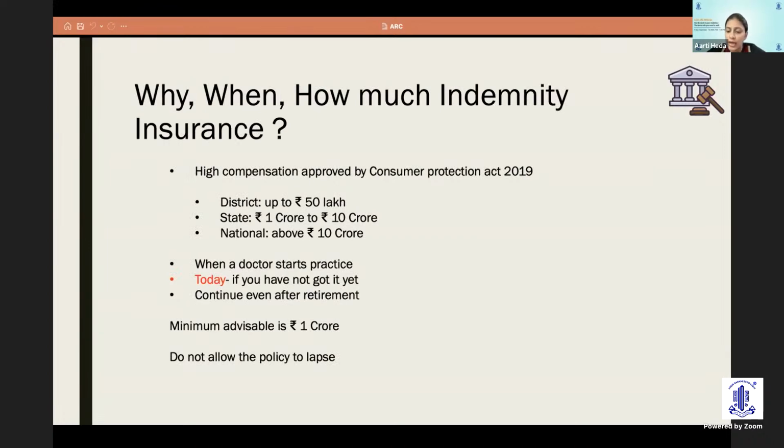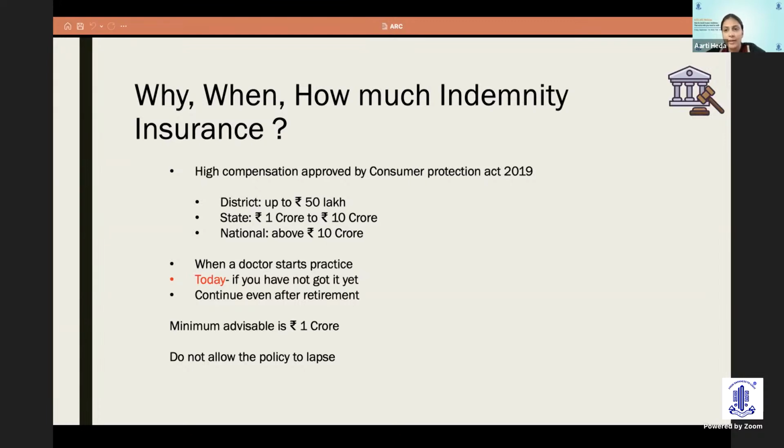So another important aspect when it comes to medico-legal aspects is indemnity insurance. So let's see, why do we need indemnity insurance? High compensation approved by the Consumer Protection Act 2019. Let us think that we definitely should have indemnity insurance. So what am I talking about? The district court can give punishment up to 50 lakhs, the state from 1 crore up to 10 crore, and the national above the 10 crore amount. So it's really a huge amount for someone to pay. So it's always good to have an indemnity insurance.